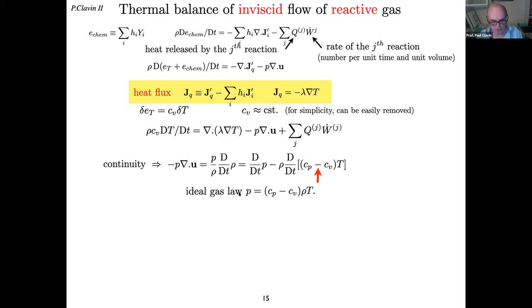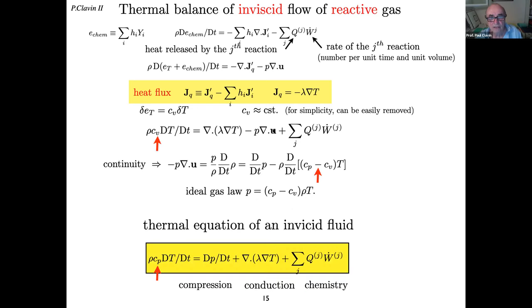And when you put this expression in here, you see that you have a balance of this cv term, because minus minus is cv T, which disappears with this. And you are left with this cp, coming from here. So now the thermal equation of an inviscid fluid takes a similar form as the other, except that now you have cp, which is the enthalpy, and you have the conduction term, the chemistry heat release, and a pressure term, which is associated with the work done by compression, as in the first law of thermodynamics. So this is a general form of the thermal equation for an inviscid fluid.